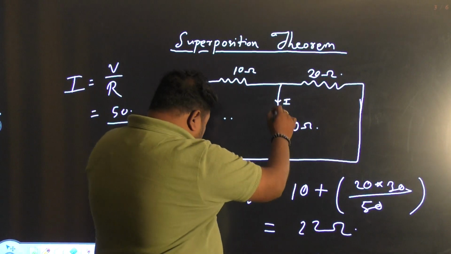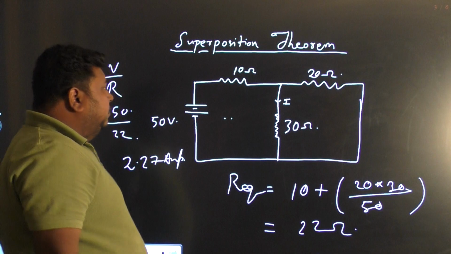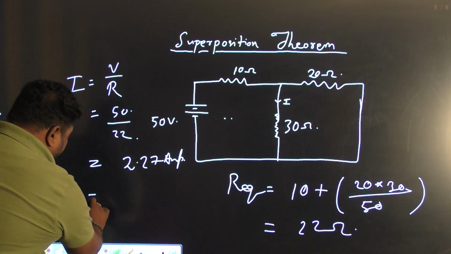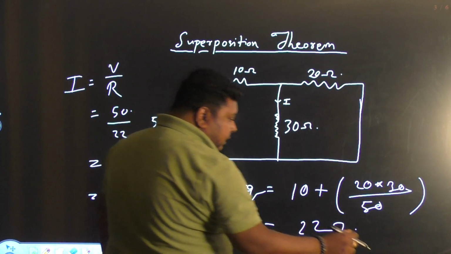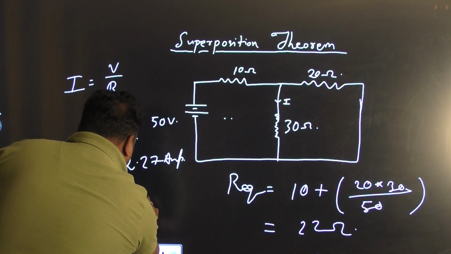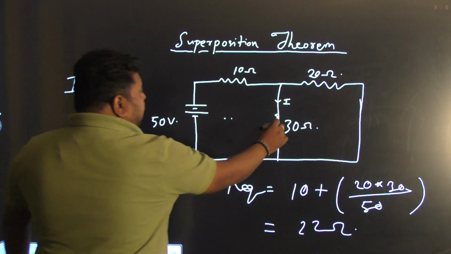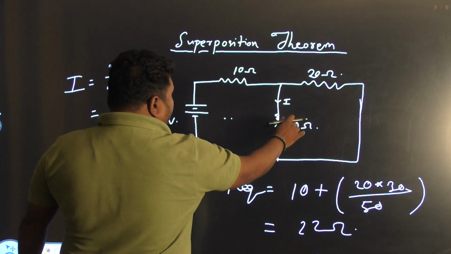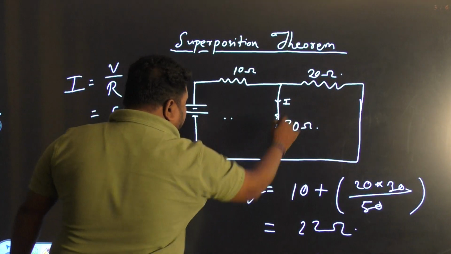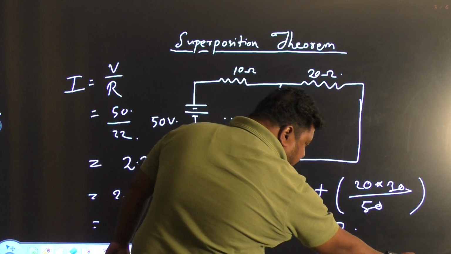But our aim is to find out the current in 30 ohm. So applying the current division rule, we can find out the current in 30 ohm. All of you know how to find the current by applying the current division rule. We have got the total current, 2.27, and the opposite resistance. We have to find out the current in 30 ohm. So what is the opposite resistance for 30? It is 20, over the total resistance, that is 20 plus 30.